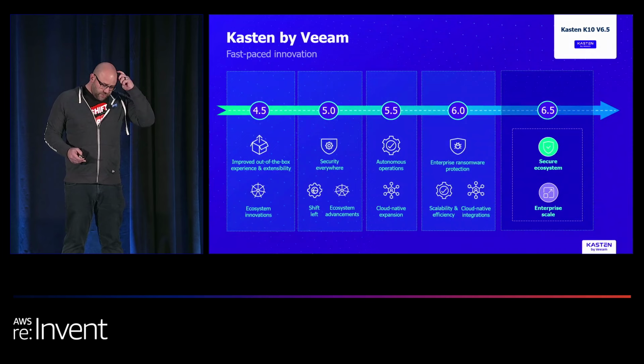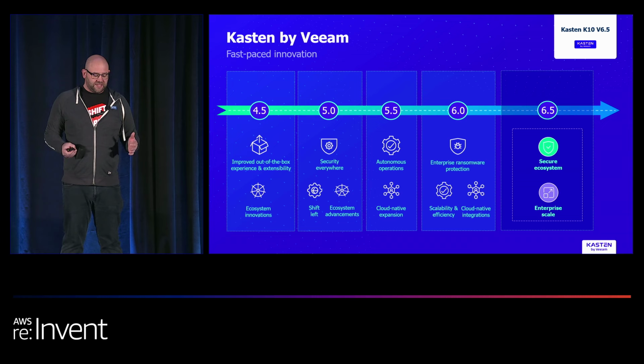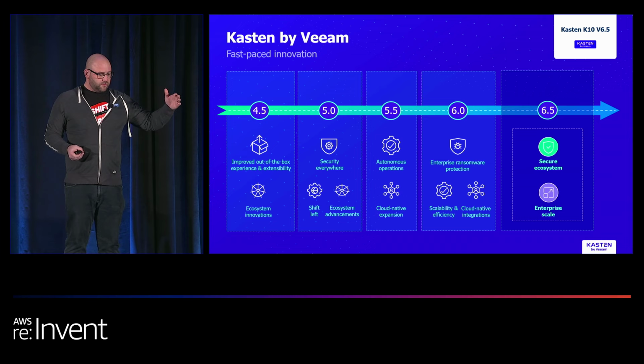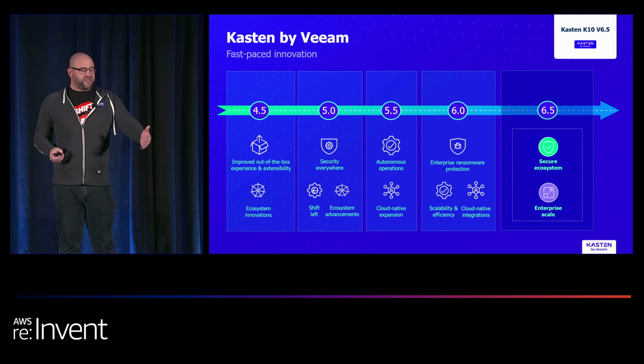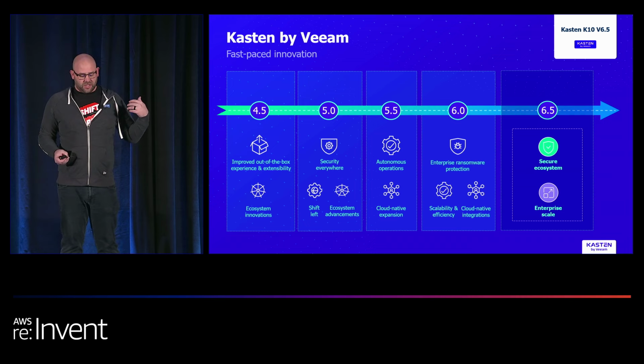So Kasten K10 is focused on protecting workloads, applications within your Kubernetes cluster. So a reverse roadmap of this is around how we've evolved over the last X amount of releases. We tend to release around the big milestones, KubeCon in Europe, KubeCon in America, that was a couple of weeks ago. And you see that trend around security and scale is really what I want to cover here today.